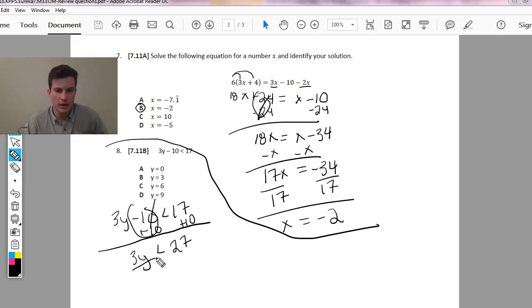Excuse the handwriting. Pretty please. Let's divide by 3 on the left to get y by itself. Divide by 3 on the right to get this new solution. So I have y is less than 27 divided by 3. What is that? Good, it's 9. Answer choice D. One more question.